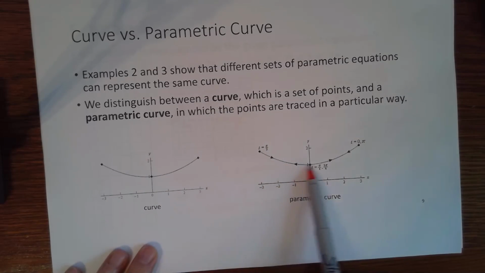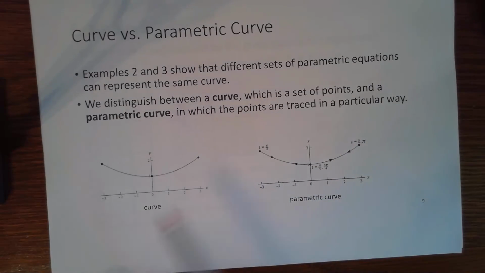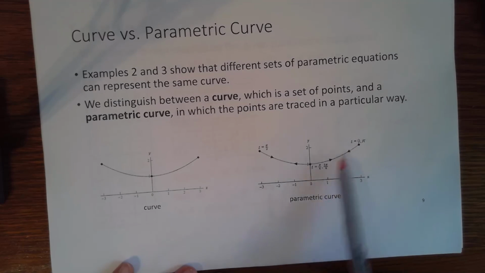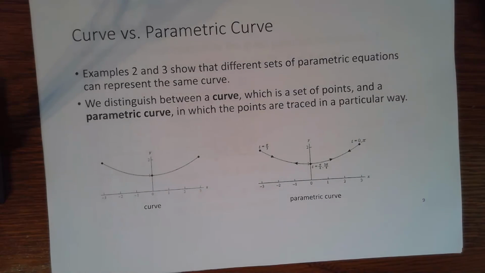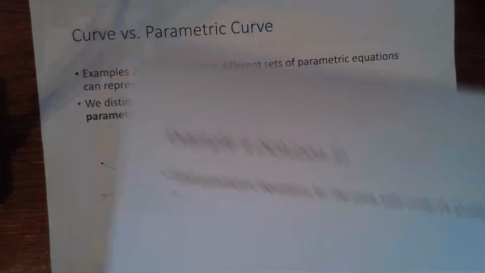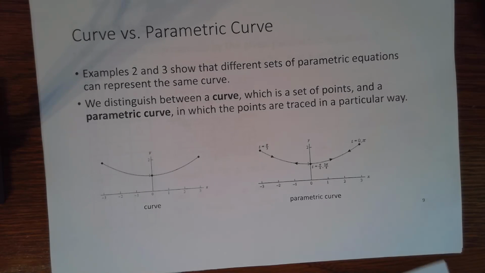If we took away all the little arrows and the times, they would look the same. But when you put the times in there and the arrows in there, you can see that it represents something different. That's, I guess, a good time to take a break here and go on to the next example.